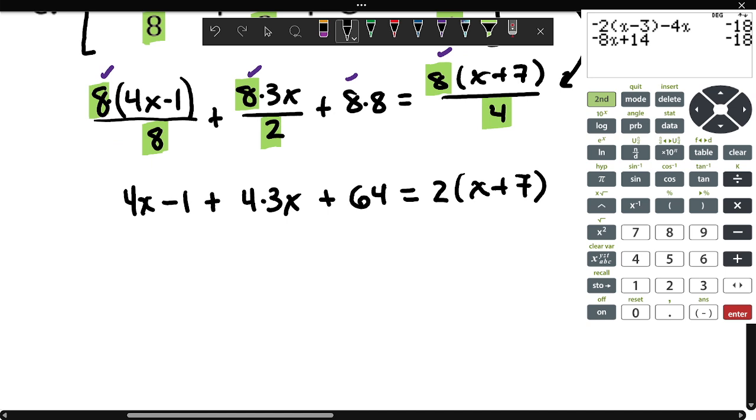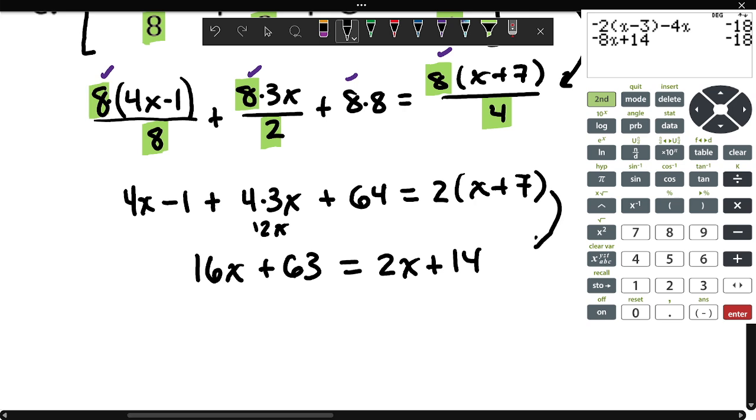So now let's do a rewrite on the left-hand side. This is 12x, and if I combine the 12x with 4x, this looks like 16x. And 64 and a negative 1 would be plus 63. I can do a rewrite on the right-hand side also. Using the simplest form of the distributive property, that becomes just 2x plus 14. So that was a rewrite of both the left and the right-hand side.